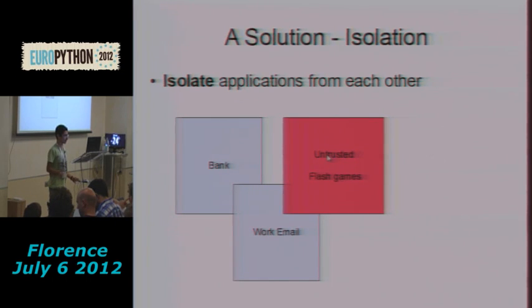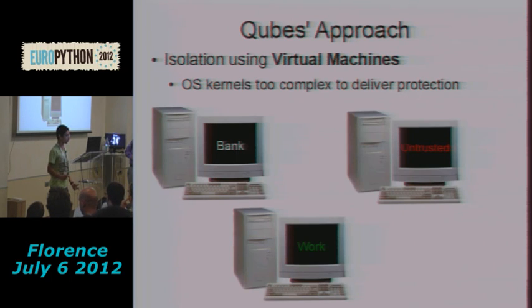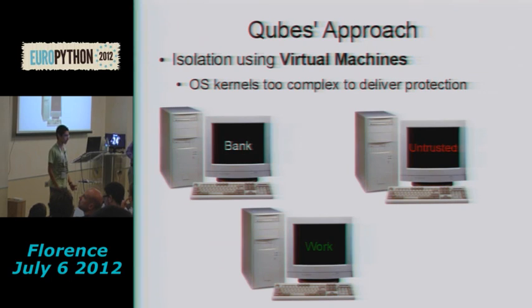There's a solution to this nasty problem. If you isolate your applications from each other, you can run your untrusted stuff, like browsing and playing Flash games, in one place, and it wouldn't be able to harm your other applications. It could infect your browser, but it will be pretty limited in what damage it can do. Now, Qubes' approach to this isolation is via virtual machines. That's because normal operating system kernels are rather too complex to deliver protection. They have their own security bugs.